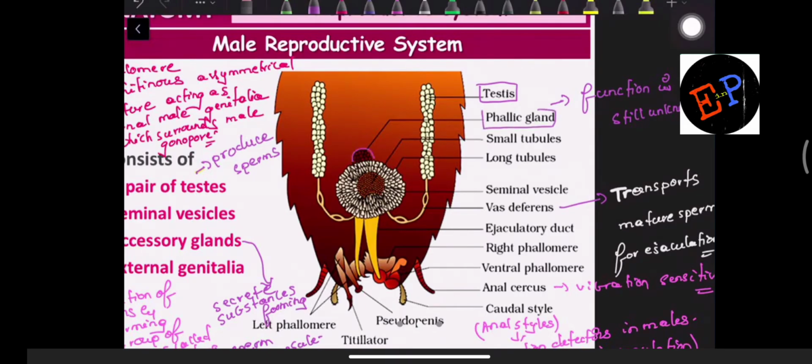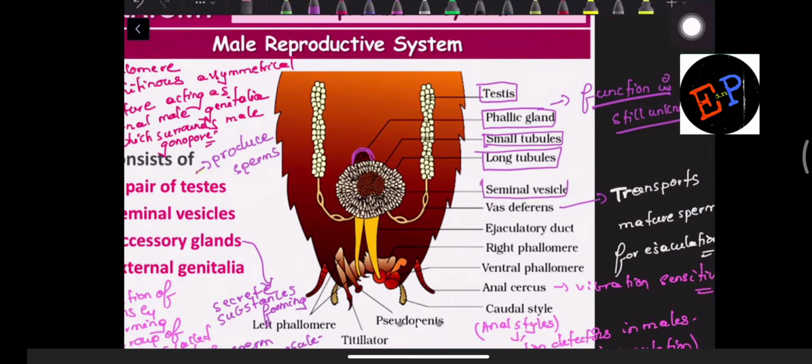Here you can find this phallic gland. What is the purpose of this phallic gland? The purpose of the phallic gland, we still don't know. Why this phallic gland is present in the cockroach, we still don't know clearly. So a question will not be asked on this. The function is still unknown. Okay, then there are small tubules present here in the seminal vesicle. Long tubules are also present in the same seminal vesicles.